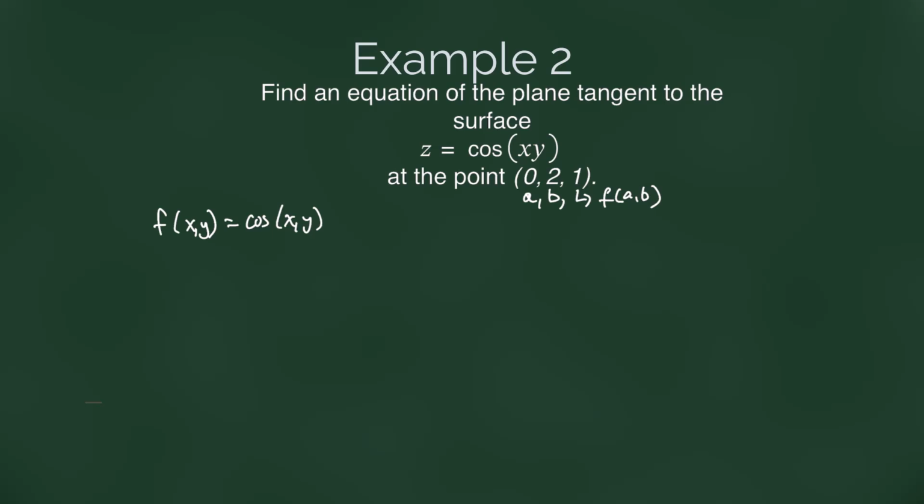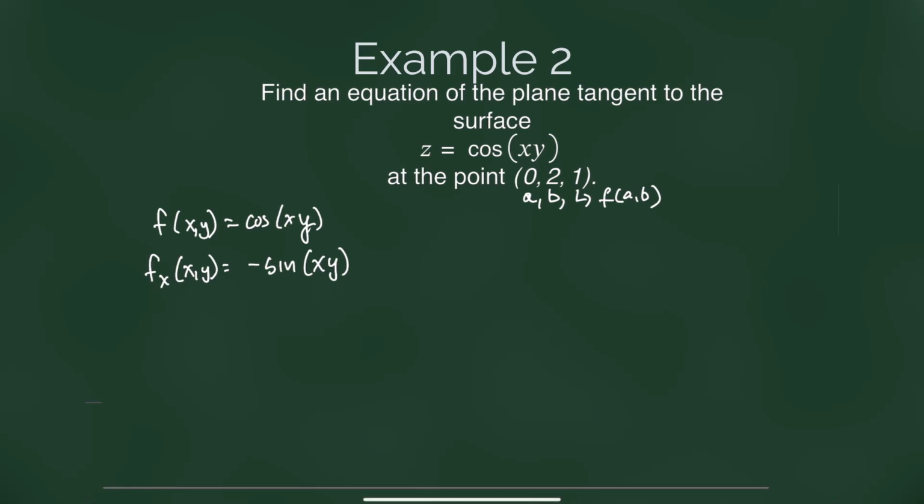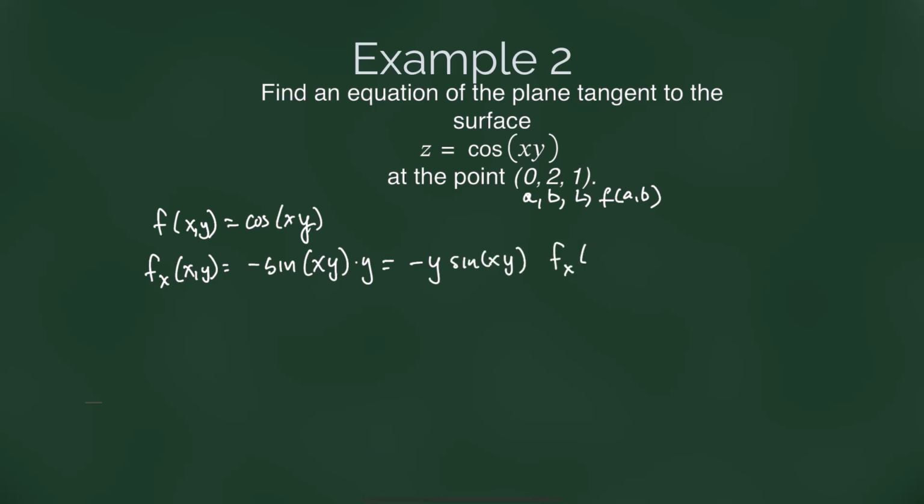And so let's find f sub x of (x, y), the partial with respect to x. So I wrote a comma in there, but that should be multiplication, x times y. So we're going to take the derivative of cosine, which is negative sine of xy, and then we multiply by the derivative of xy, which is just y, treating y as a constant. So we get negative y sine of xy. And if we evaluate that f sub x at (0, 2), we get negative 2 times the sine of 0, but the sine of 0 is 0, so that is 0.